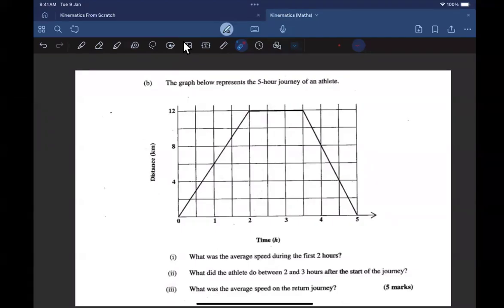You can't just say the athlete rest for a time. You should just say the athlete rested for 1.5 hours. Rested is not a word. Is it? I remember when I was in school, rested wasn't a word, but you should probably say that. You should say the athlete rested for 1.5 hours. That sounds better.